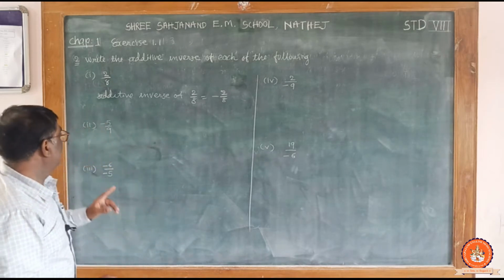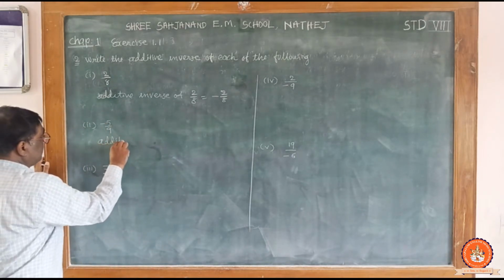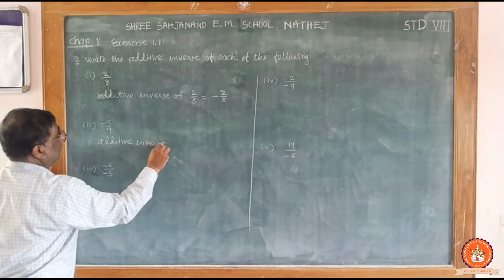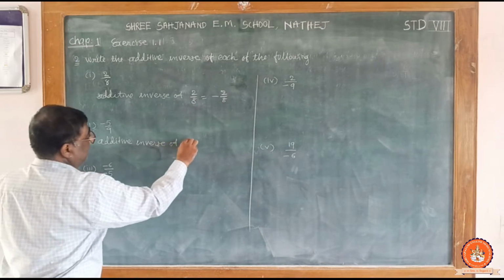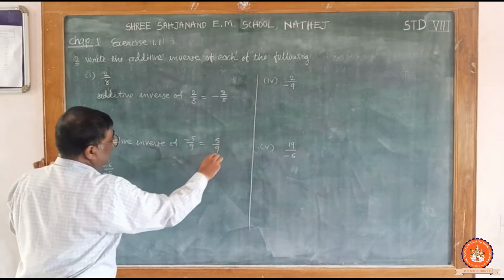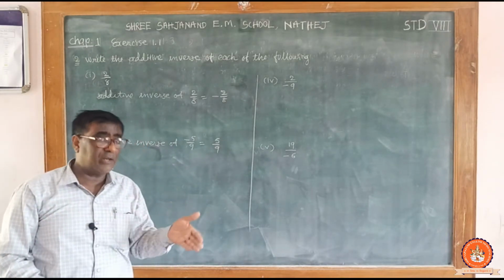Okay. Now minus 5 by 7. So additive inverse of minus 5 by 7 is equal to 5 by 7. So you have to remove the negative sign here. If it is not there, then you have to add.